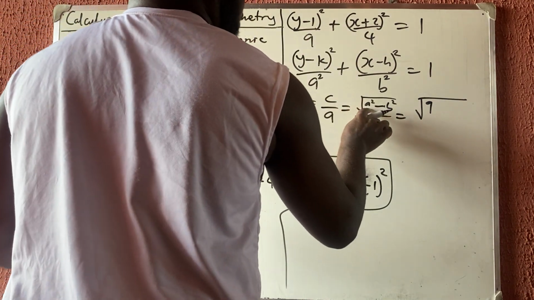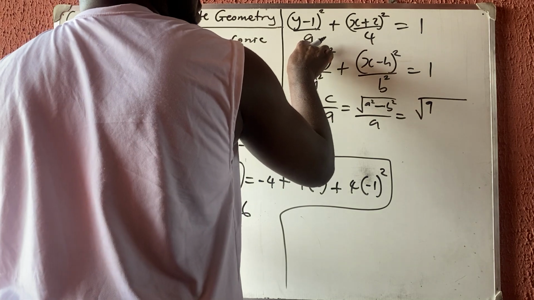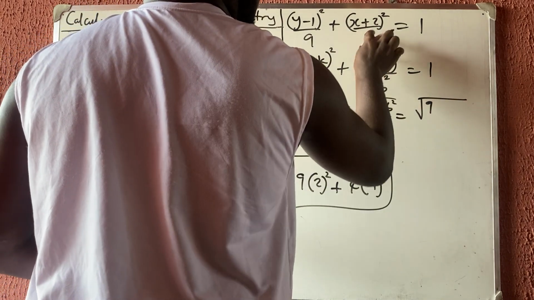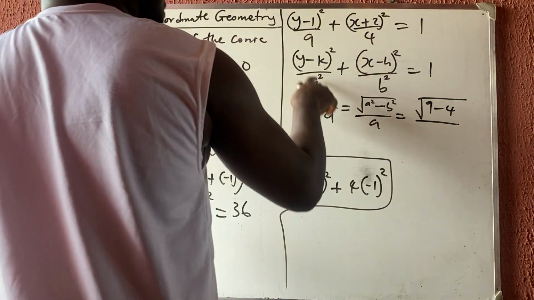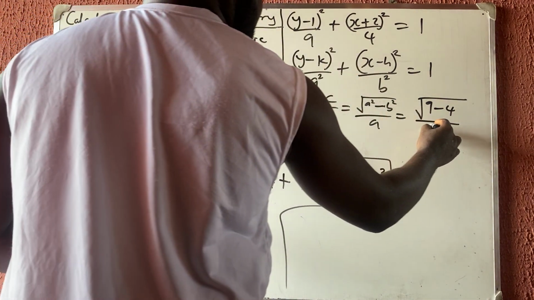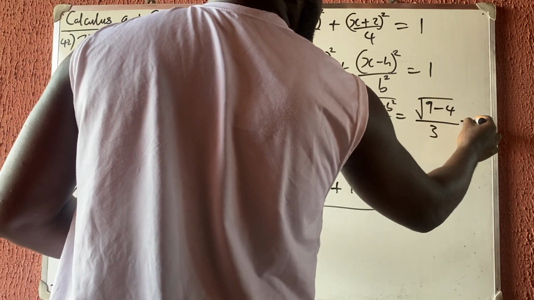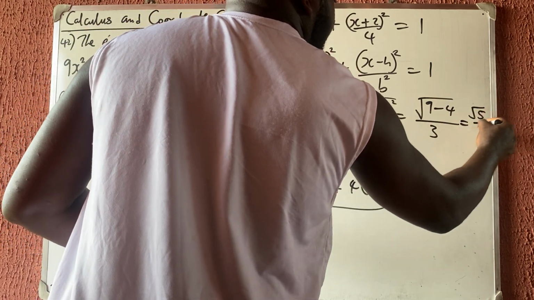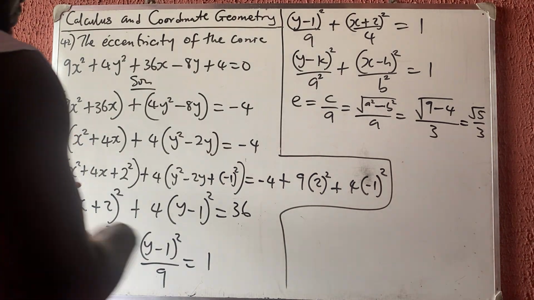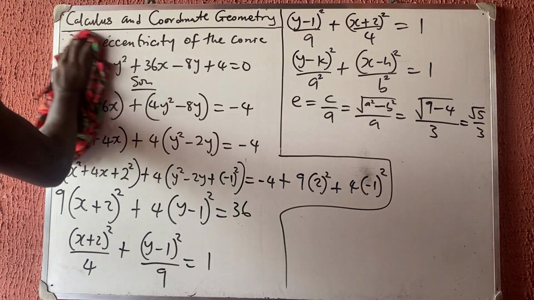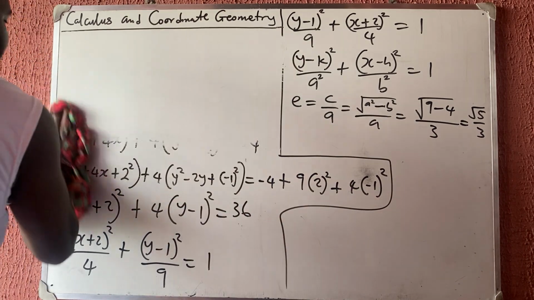So my a squared is representing this one, which is 9. My b squared is representing this, which is 4. So the square root of 9 minus 4, all over my a, which is the square root of 9, and the square root of 9 is 3. So if you do this minus this, it will give you root 5 over 3 as the answer. So if you check, root 5 over 3 is option B. So option B is very correct. So go to question number 43.